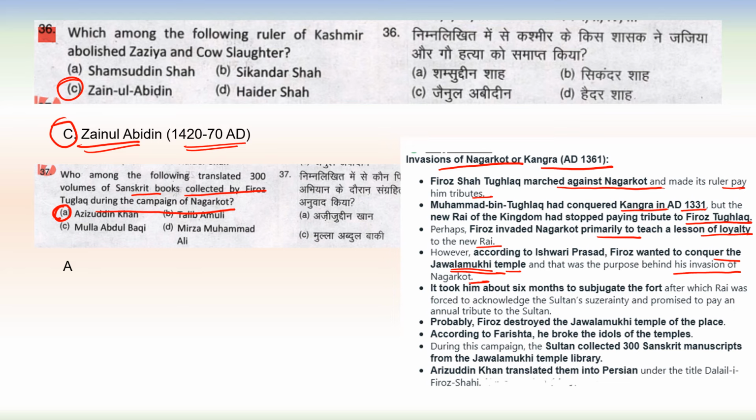It took him about 6 months to subjugate the fort, after which the Rai was forced to acknowledge the Sultan's suzerainty and promised to pay an annual tribute to the Sultan. Probably Firoz destroyed the Jwalamukhi temple of the place. According to Farishta, he broke the idols of the temples. During this campaign, what happened?